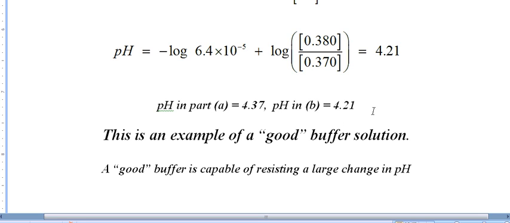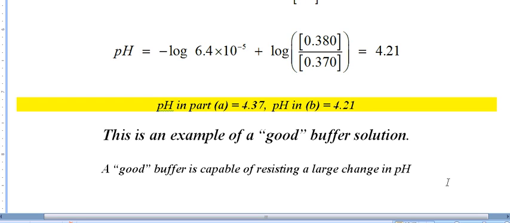Well, one thing I want you to notice is the before and after pHs. I have a pH in part A of 4.37. That's before any acid was added to the solution. And then the pH after the acid was added to the solution. You'll notice that we have a change of roughly 0.16. And that's not bad. Again, we're adding a significant amount of hydrogen ion to this solution.